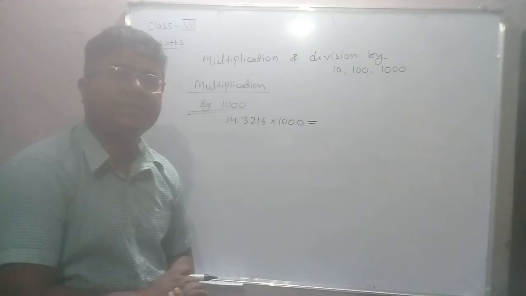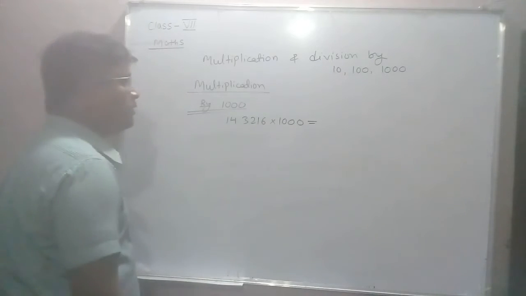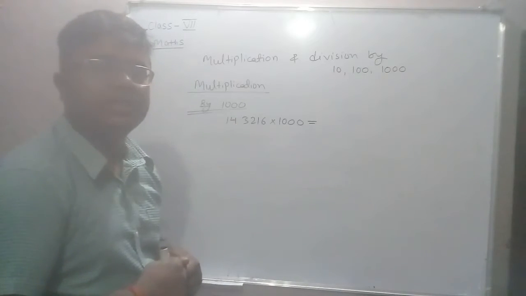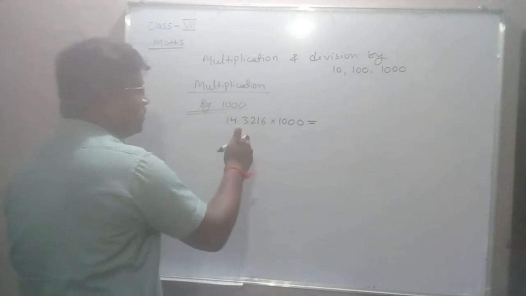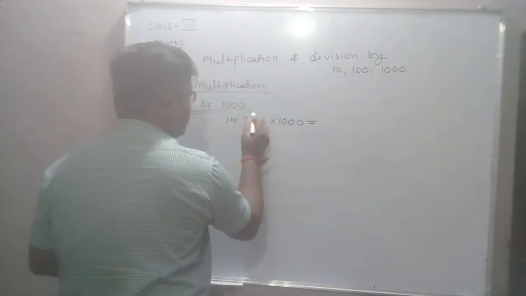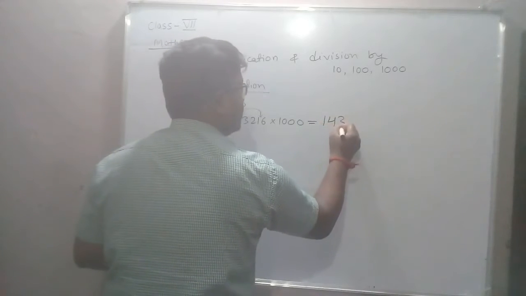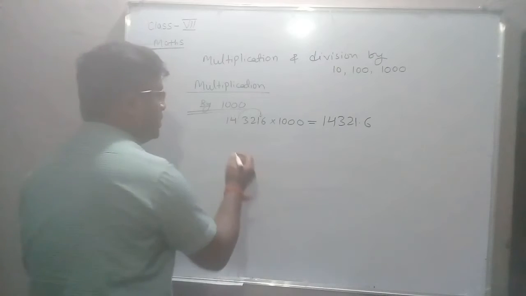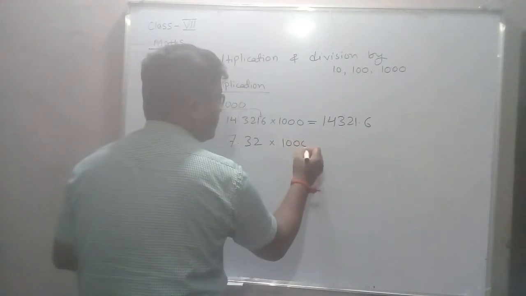Can you tell me? While multiplying with 1000, it's very simple. Now you will shift the decimal point towards the right. After how many places? After 3 places. So you will put the decimal here, and you will get 14321.6. Suppose another number is there, 32 into 1000.